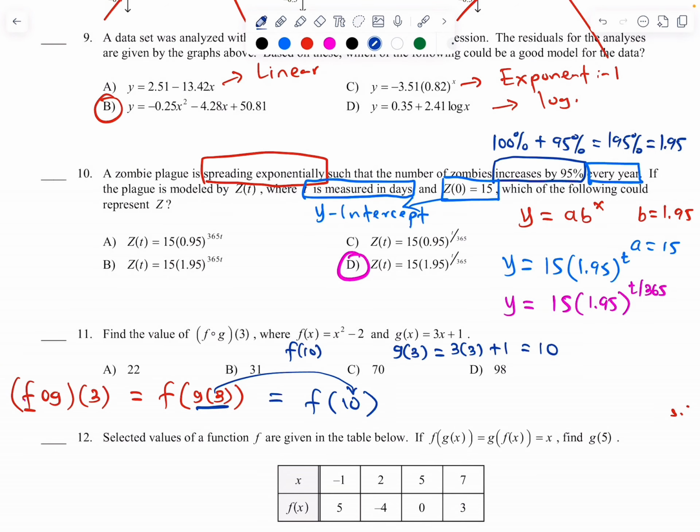So if I find f of 10, what do you notice? This one becomes what? 10 squared minus 2. And then what is 10 squared? That is 100 minus 2. And that will give me what? 98. And that will be option D.